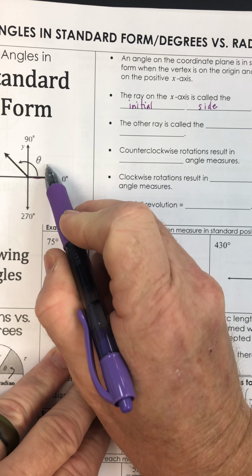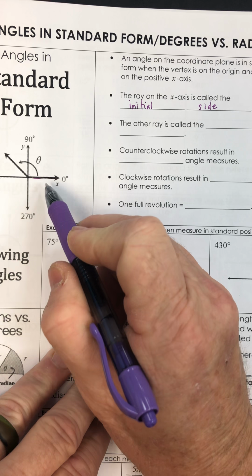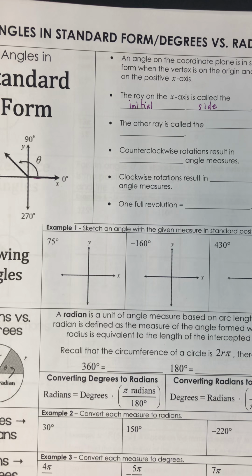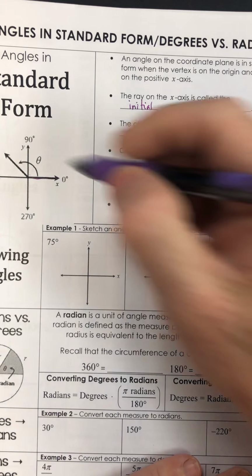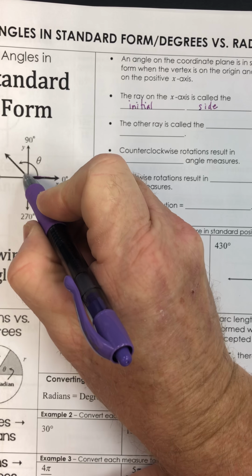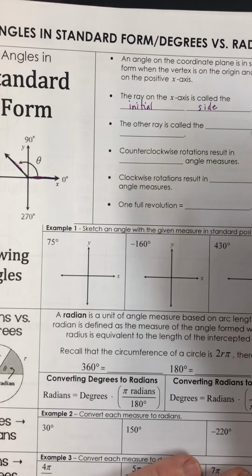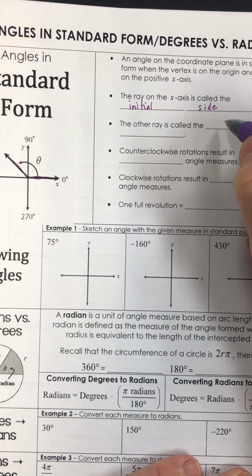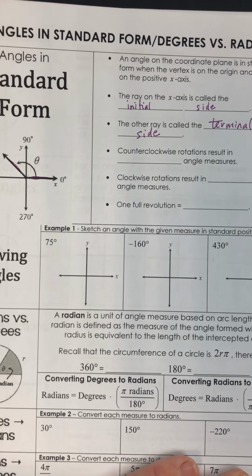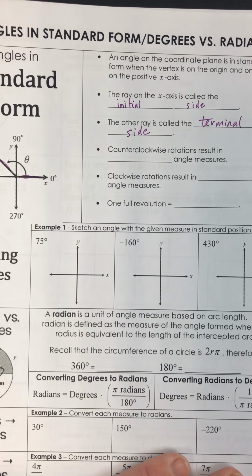And then we go from here in this direction for however many degrees or whatever we're looking for as far as an angle goes. The other ray, so this is the initial side, this is where we start. So the other one where we end is called the terminal side. The initial side and the terminal side.